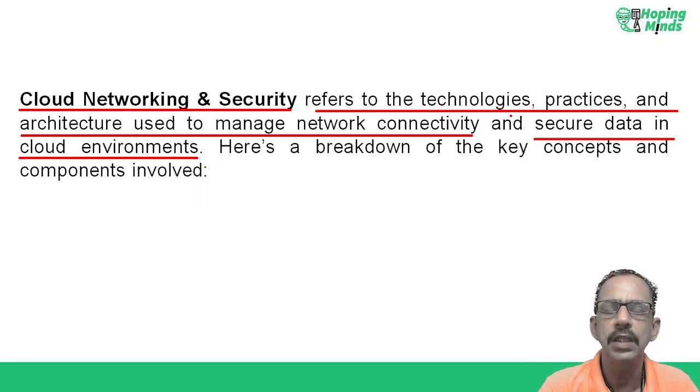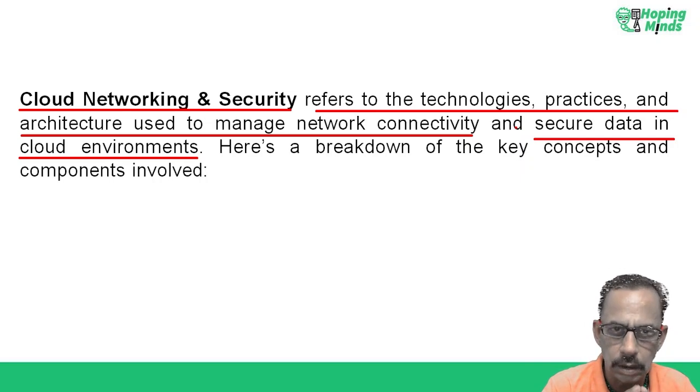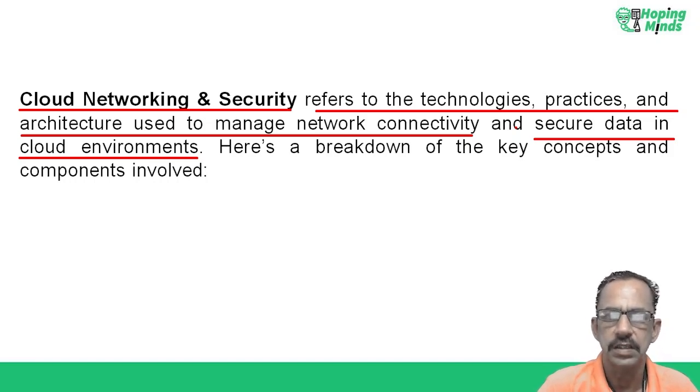and then securing the data in the cloud environment, either on the server or in transit, means on the way, on the internet, on the wire, moving from one place to another place. That can be from user to server or from one application to another application. Security is the prime concern. First connectivity and then security. Okay, now let's have a breakdown in detail about the networking and security part.